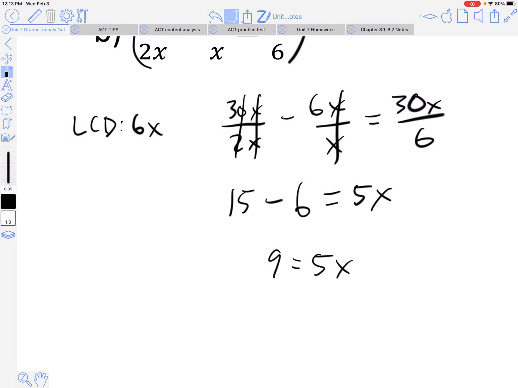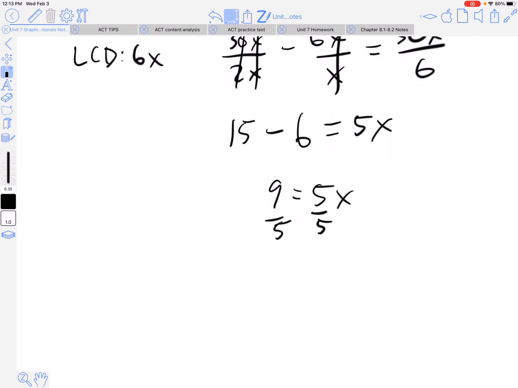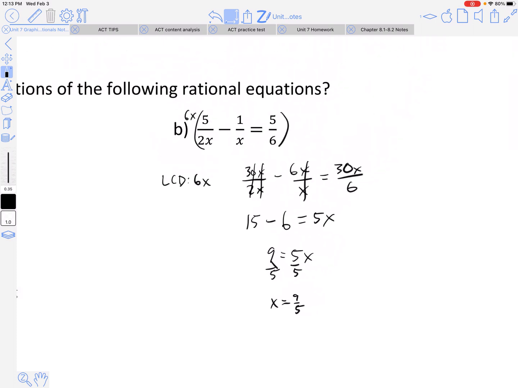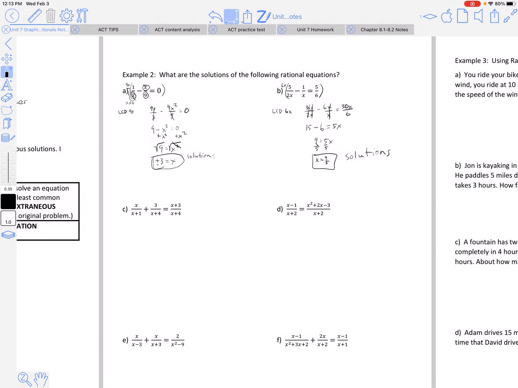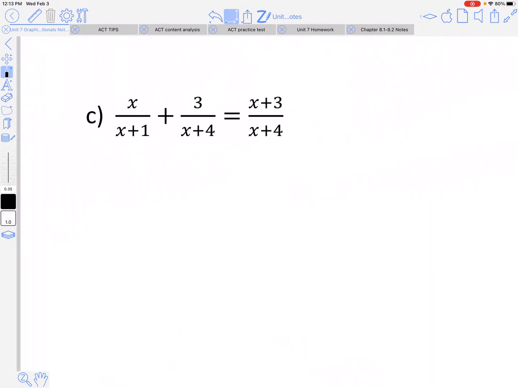And then I'll just divide by 5 to get that x alone. So x equals 9/5. Now let's double check. It looks like my excluded values were just 0. So this is a solution. You always need to check those excluded values. I mean, we haven't had a problem with it yet, but always check those.